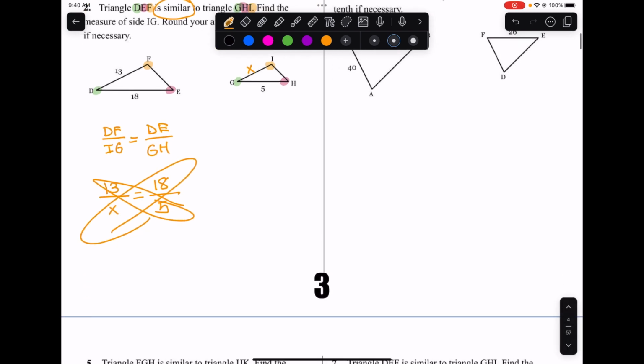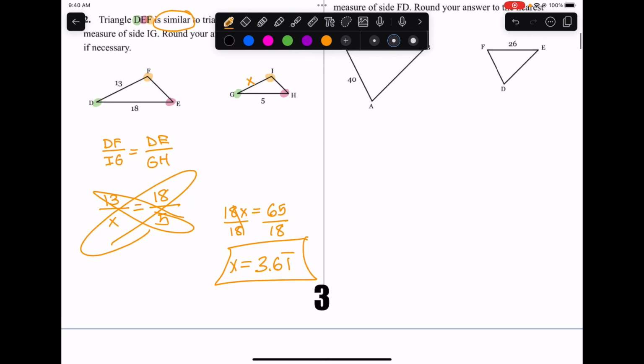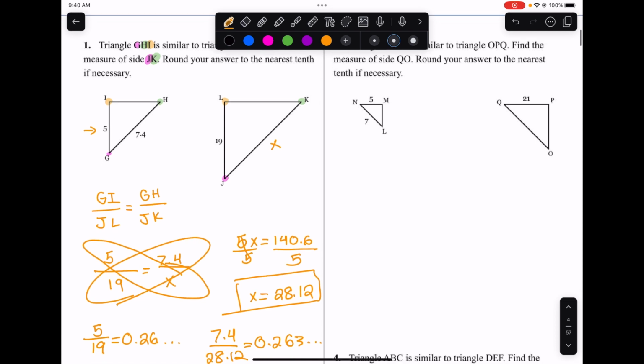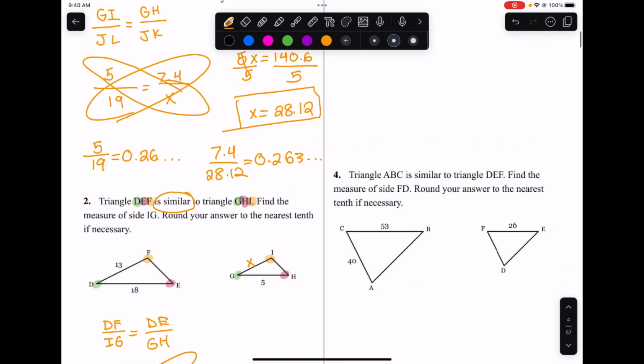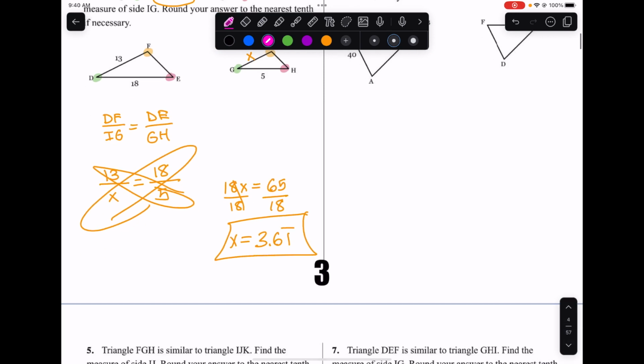Cross multiply. So we have 18x is equal to 65. Divide by 18. And we get x is equal to 3.61, repeating. But if we look back, I didn't read, round to the nearest tenth if necessary. I didn't read it for the first one as well. So if I'm rounding to the nearest tenth, I'll round to 28.1. Round to the nearest tenth will be 3.6.